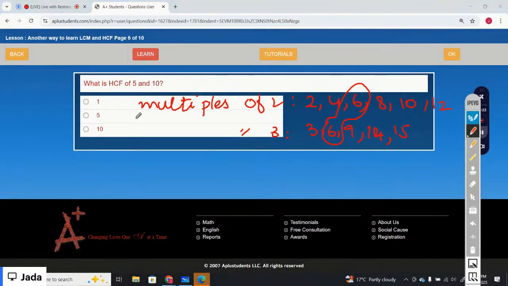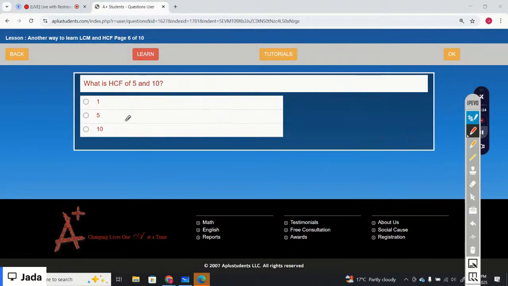Okay, here I'm. What is the HCF of 5 and 10? You need to write down the factors of 5 and 10. So the factors are all the numbers that make 5 and 10. Like 1 times 5 is 5. So factors of 5 are 1 and 5.